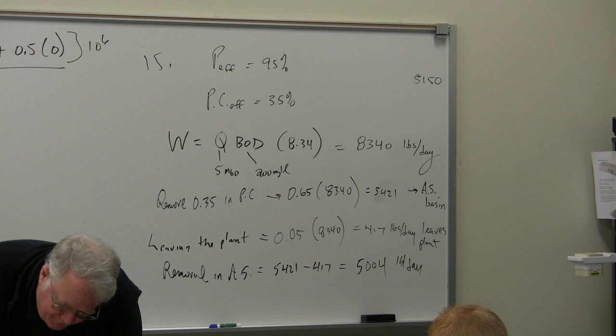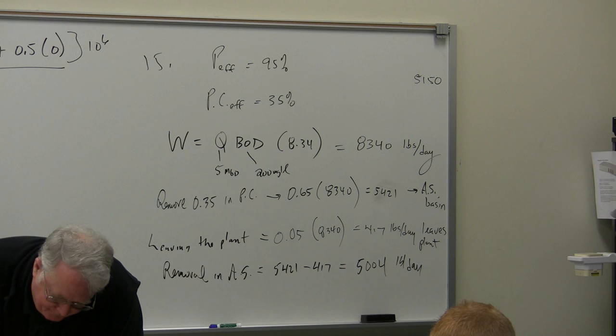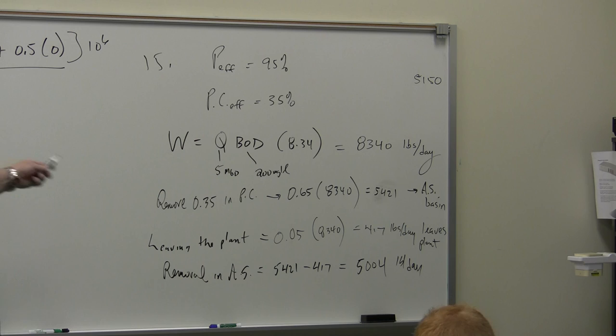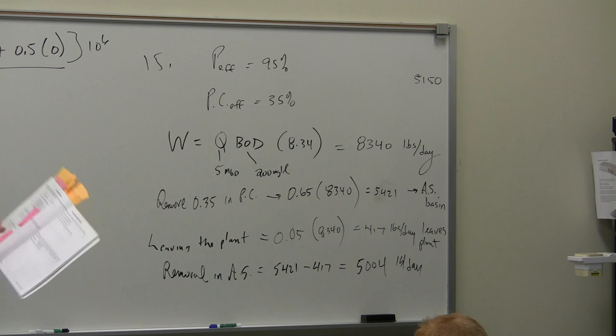Fix it. The correct answer is B, but it comes out to be 5004, doesn't it? Pardon me. But you see, this is worked correctly. That's how you get to 5004. All right, we got a follow-up on this problem. It says, the aeration basin volume in gallons is most nearly.